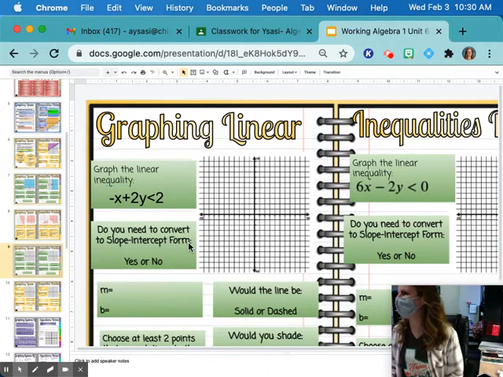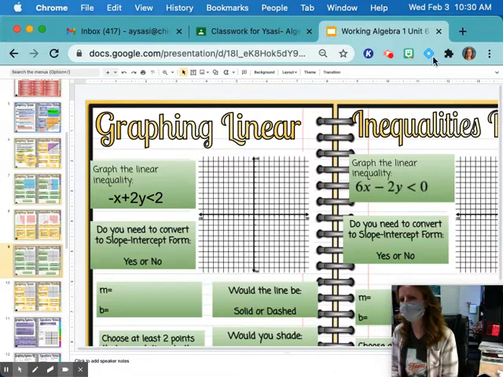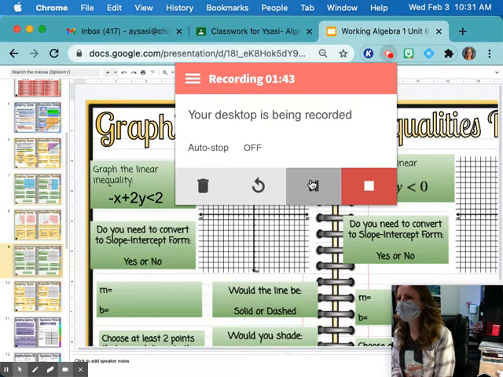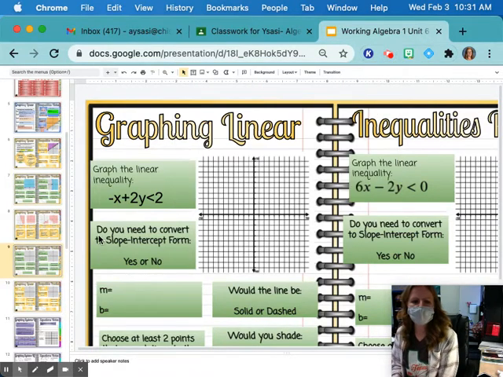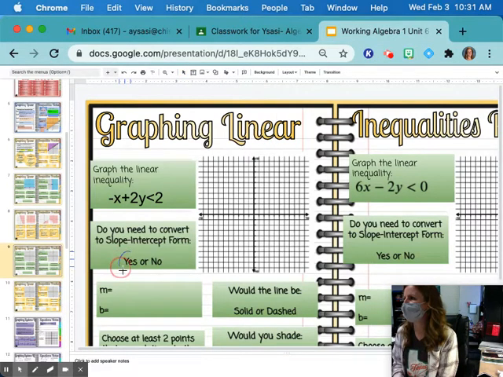So this is our inequality. I'd forgotten the inequality symbol. Okay, I have that one on slides. Okay, so it says, do you need to convert to slope-intercept form? And that's a yes. So go up here, get the scribble tool, and circle yes. And we need to convert it so we can find our m and our b.